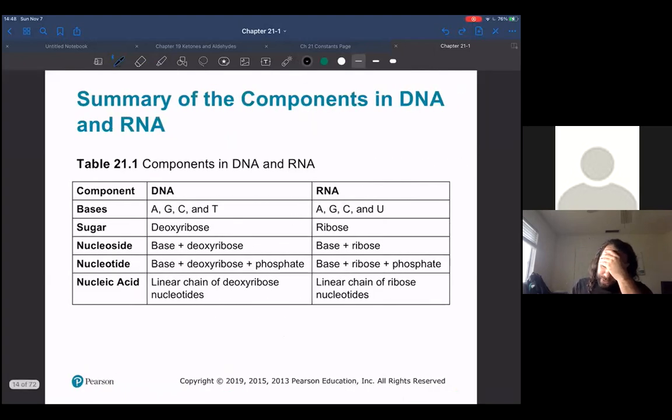Okay, so difference between DNA and RNA. So first of all, the bases, they all share the A, G, and C, but then DNA has thymine, RNA has uracil. The big difference is the sugars, right? DNA contains that deoxyribose where it's missing an oxygen. RNA is just the ribose. The nucleoside is when you take the base and the sugar together, and the nucleotide is the base, the sugar, and the phosphate. The nucleic acid is when we start linking together those nucleotides.